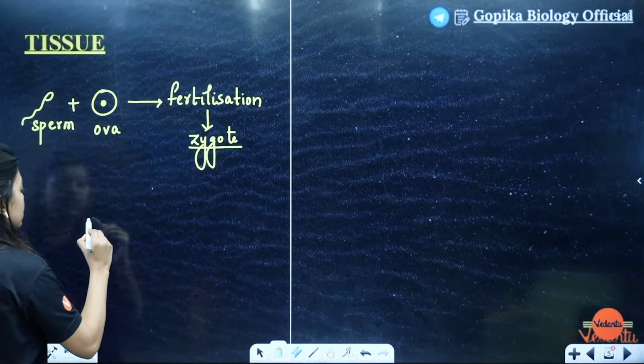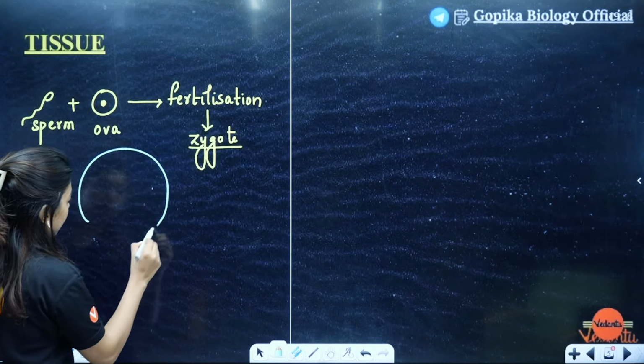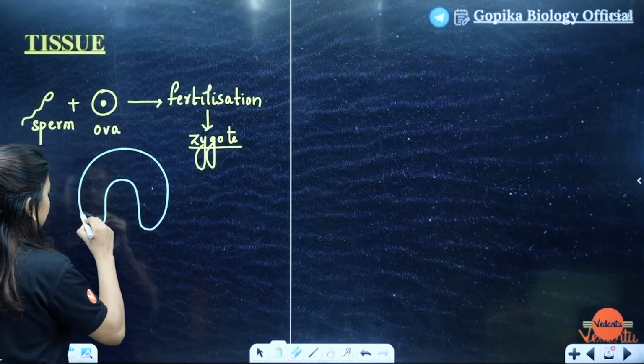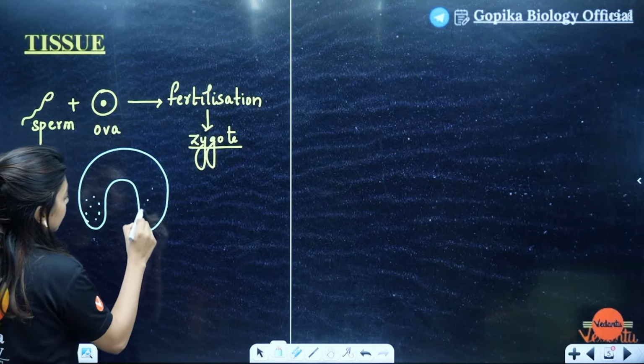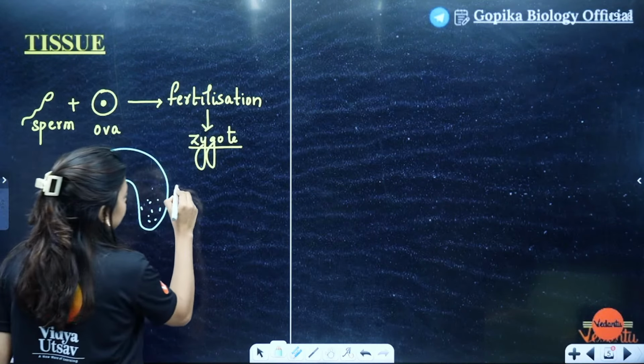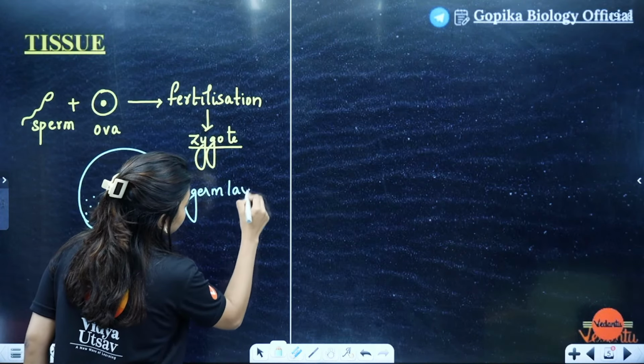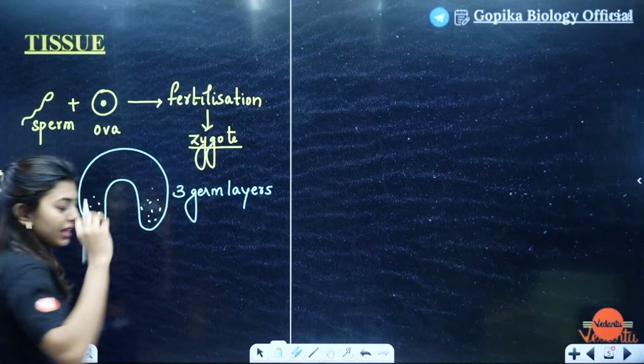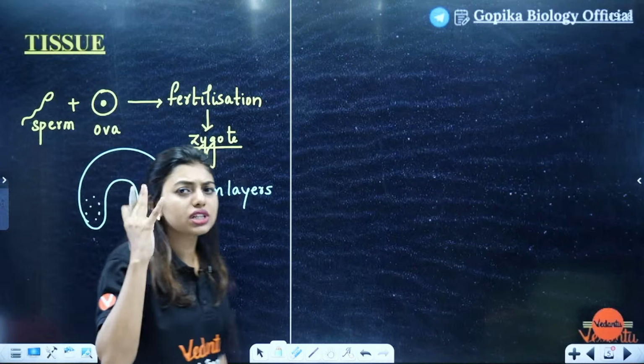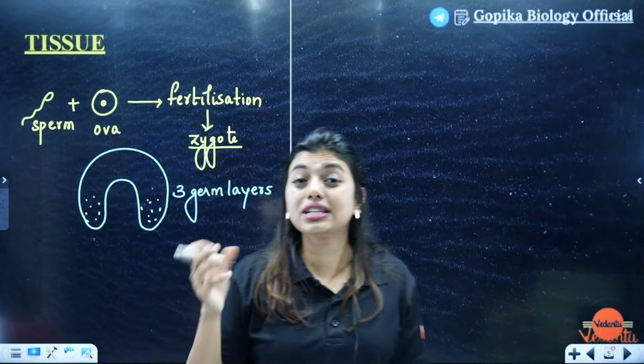So, in this gastrula stage, I've taught you this before as well. In this gastrula stage, there are your 3 germ layers. What are they? 3 germ layers. It's very important for you to know this. Again, it is a very basic foundation. Now, what do these germ layers do? They do something called organogenesis.